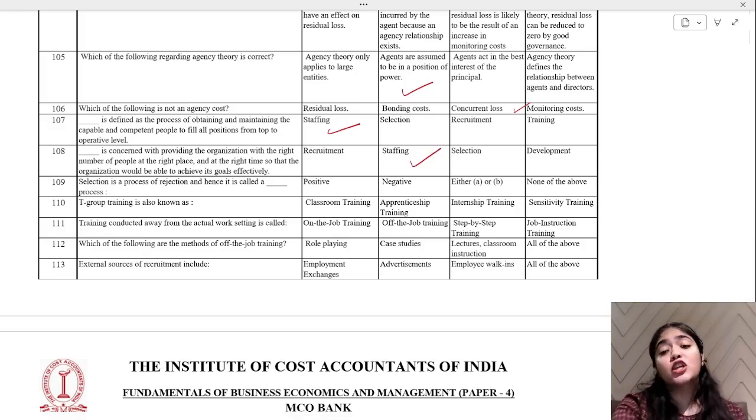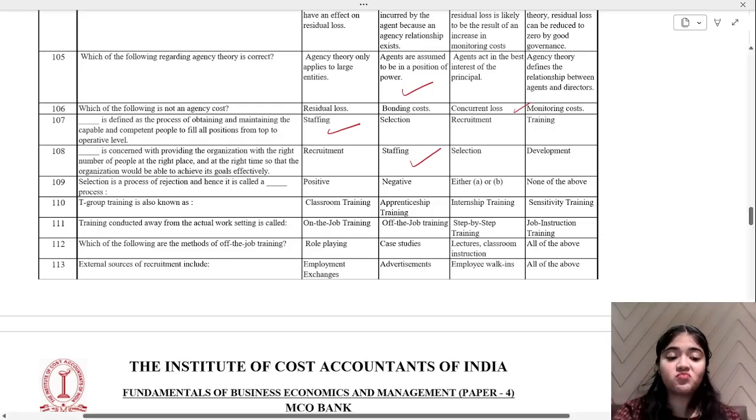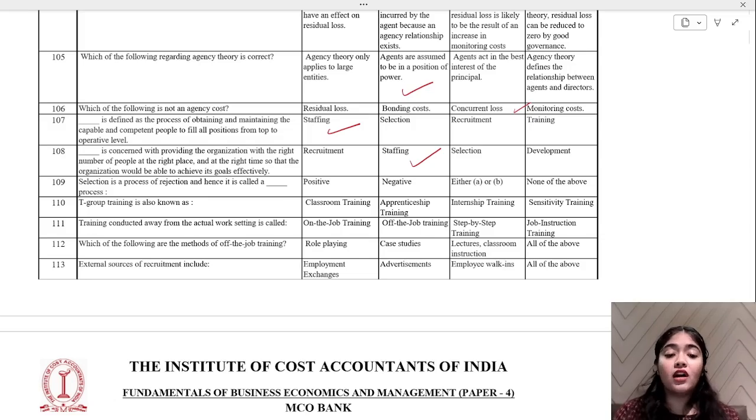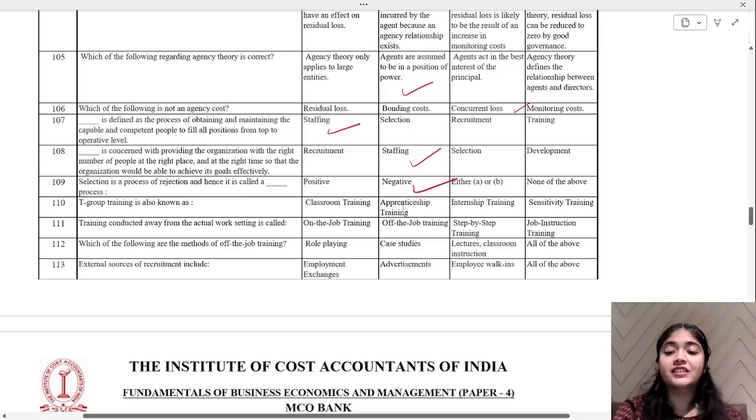You have to read the definitions also. Staffing, recruitment, training, development, coordination, planning, etc. They'll ask you MCQs based on this. Selection is a process of rejection, and hence it is called as a dash process. Positive, negative, or either A or B, or none. Negative process. T group training is also known as classroom training, apprenticeship training, internship training, or sensitivity training? Yes, that is correct. Sensitivity training.